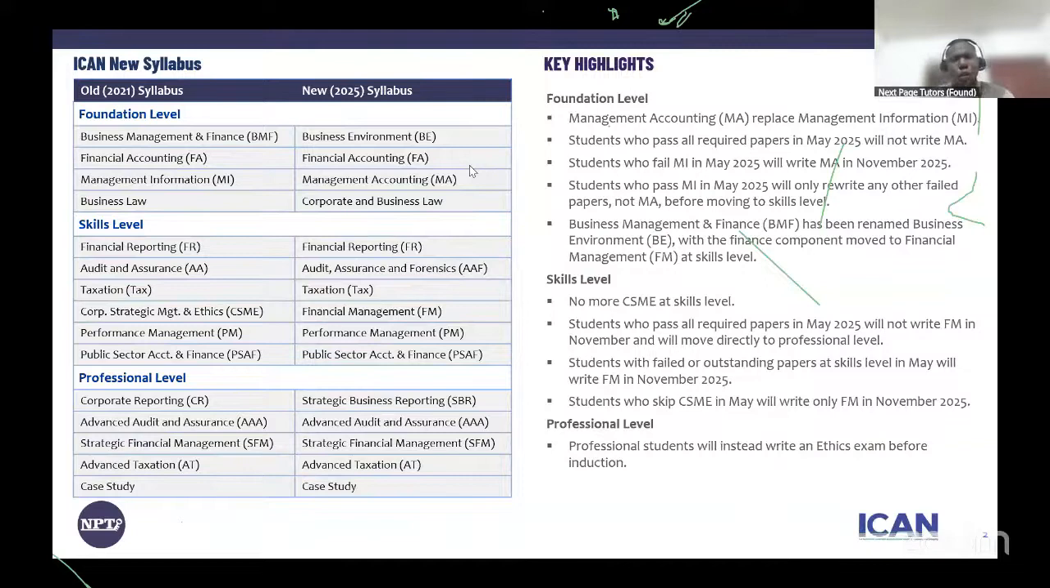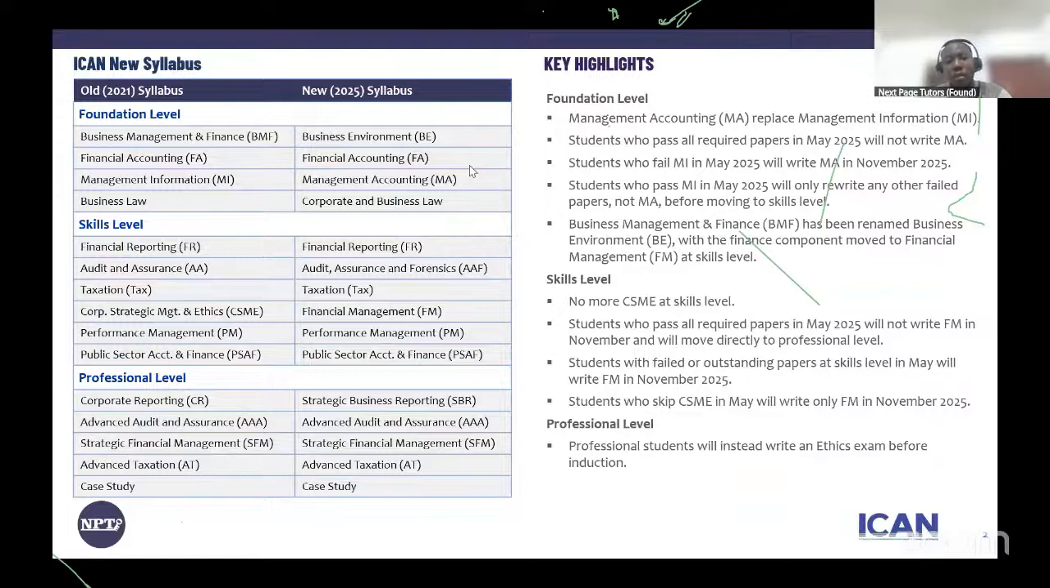But now, what ICAN is doing is that they want us to focus on professional standards, standards that are applicable at professional level mainly. They also added the likes of sustainability reporting, IFRS S1 and S2, being added to CR as well as FR. Then advanced audit, although the name did not change, the content also incorporates a bit of due diligence and forensic in it. Then, what will happen to professional level?